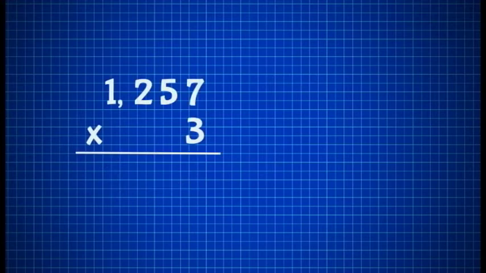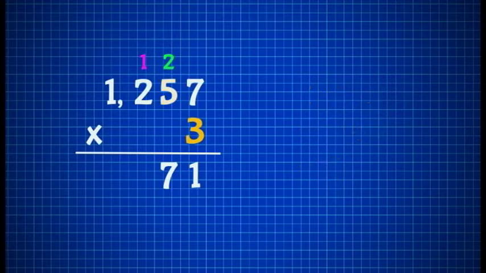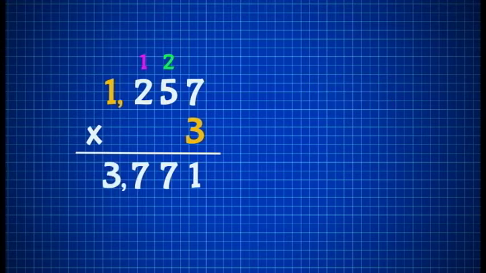Let's look at one question that has thousands. 1257 times 3. We start with the ones place. 7 times 3 is 21. Now 21 has two tens, and we bring them over to the tens place. 5 times 3 is equal to 15, plus the 2 is 17. And we move one 10 to the hundreds place. 2 times 3 is equal to 6, plus 1 is 7. Now we move to the thousands place. 1 times 3 is equal to 3. Combine your answers, you get 3,771.